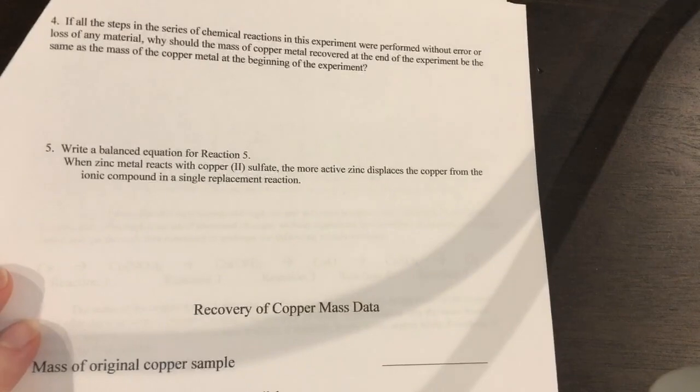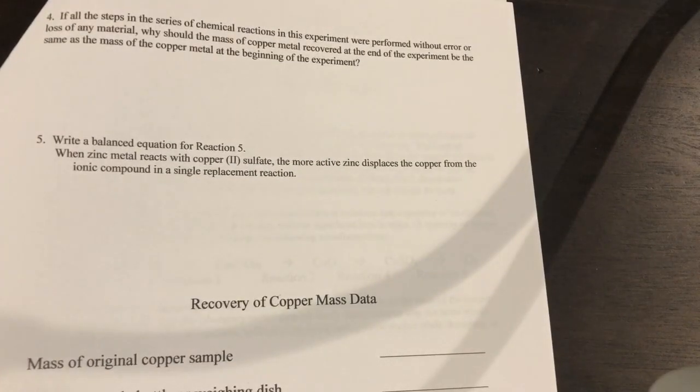So it says, if all the steps in the series of chemical reactions of the experiment were performed without error or any loss of material, why should the mass of the copper metal be the same as the beginning of the experiment? So the law of conservation of matter and mass says that matter and mass cannot be created nor destroyed. So something along those lines is what you need to write.